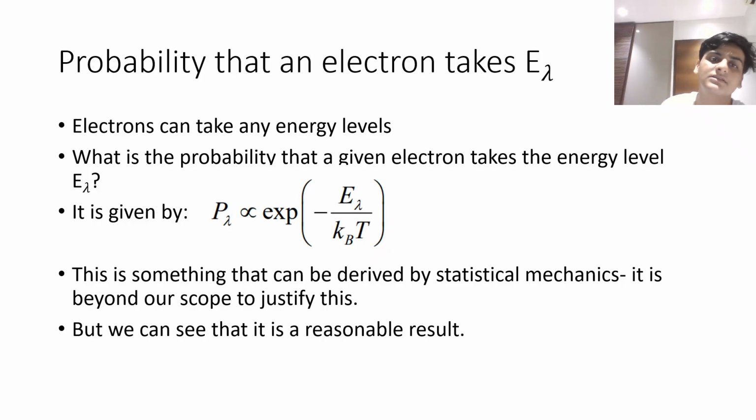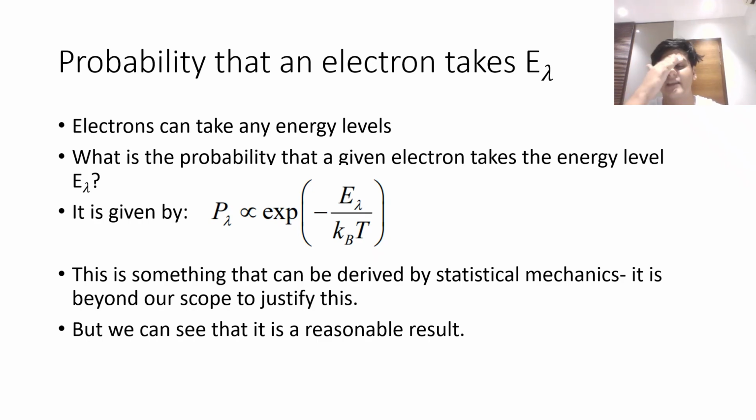Cool. So firstly, we're going to talk about the probability that an electron takes some energy level E lambda. I just want to be very clear about what I mean when I say this, so it doesn't become confusing later on. This is not the probability that the state E lambda is taken. It is the probability that if I give you an electron and ask, okay, there are states E1, E2, E3, E4, E5, what is the probability that this particular electron is in E1? That is what we mean by that.